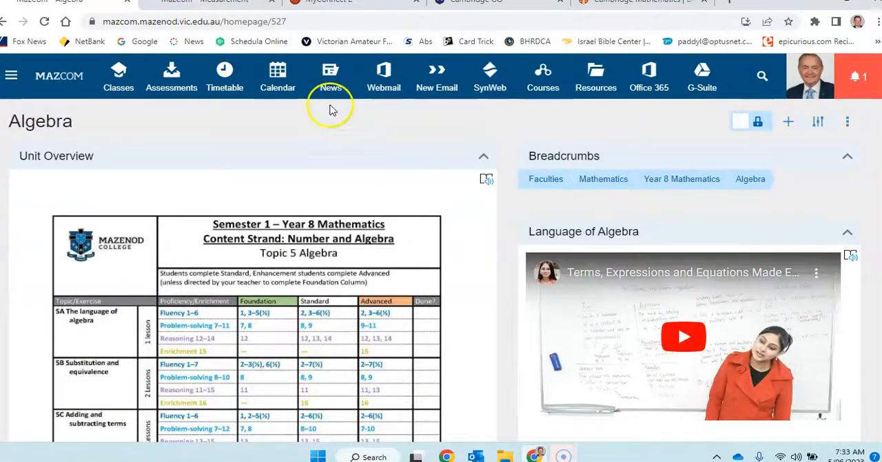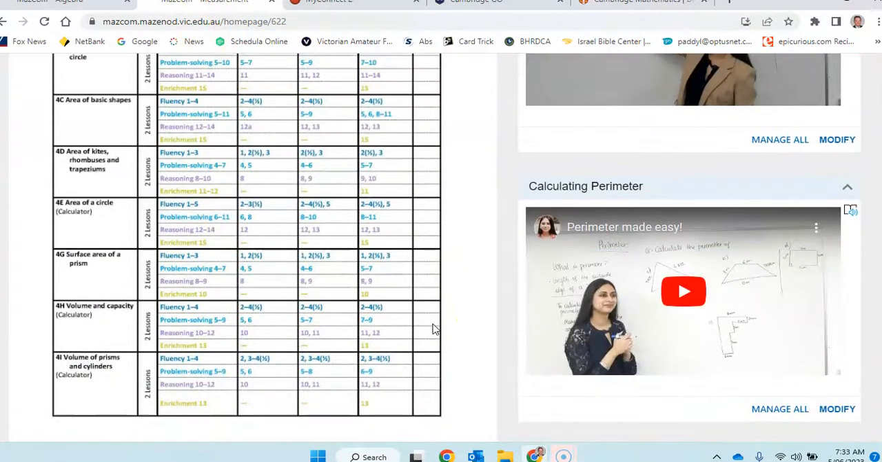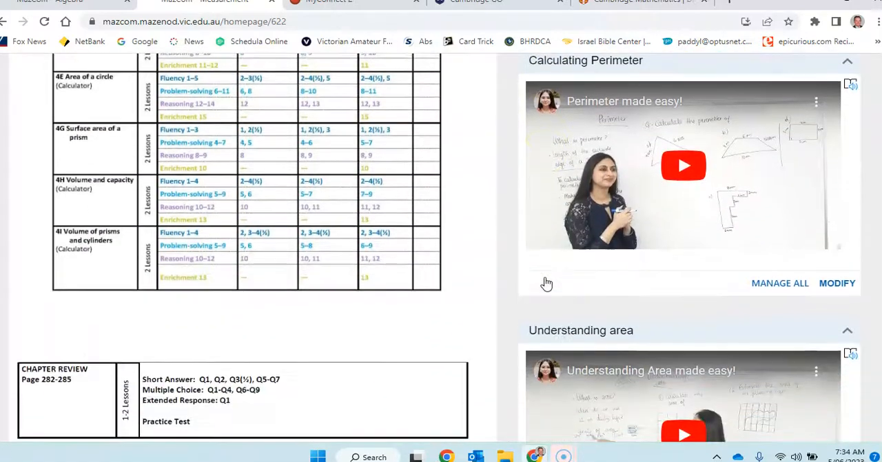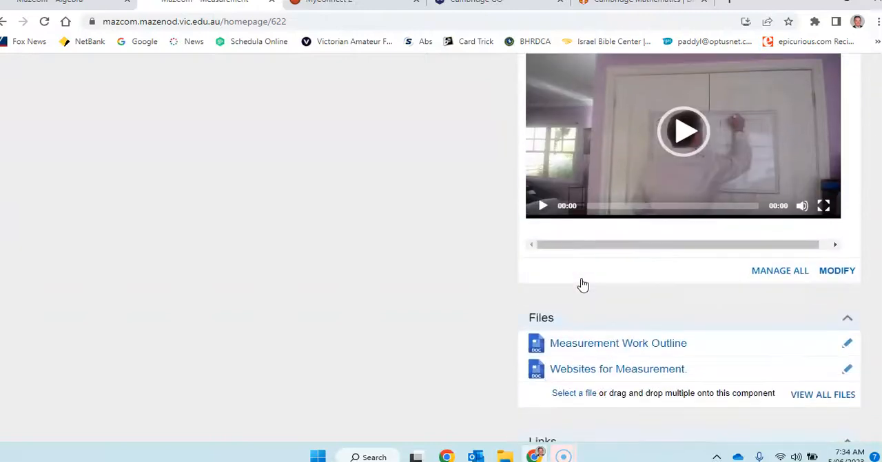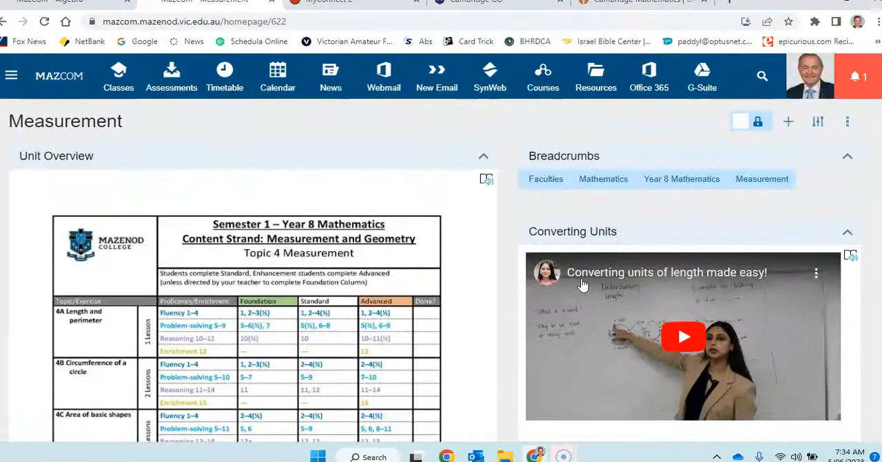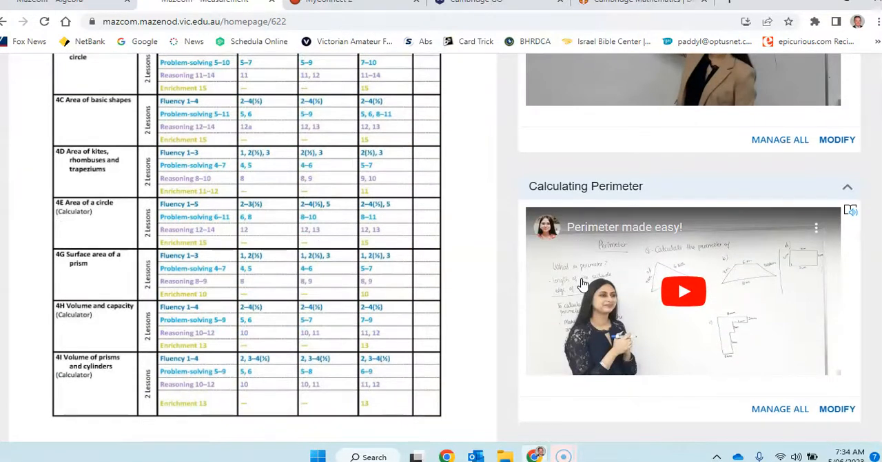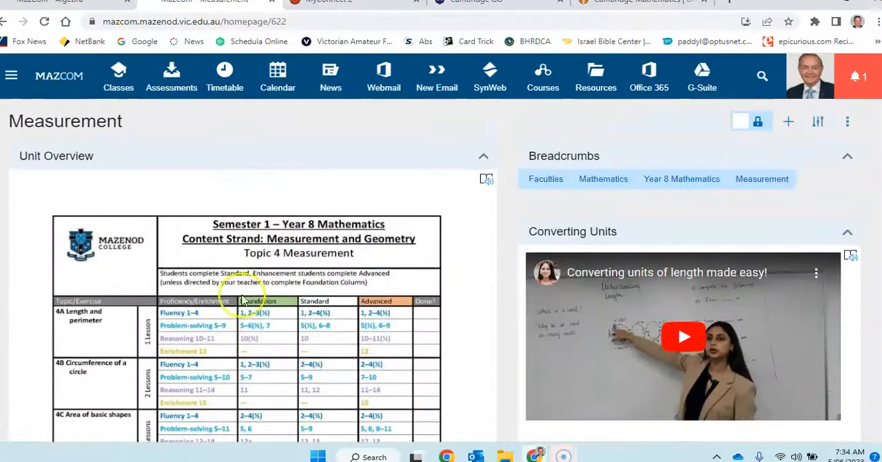And of course, our next topic is measurement. You have the work outline for that. If you are happy with your revision for algebra, then we can start looking at the next topic, which is measurement. Miss Shangari has made some videos, and I've made videos as well, which explain what we're going to be measuring: length, area, volume, time, all those sort of things that we normally measure. It's a fairly lengthy topic as well.